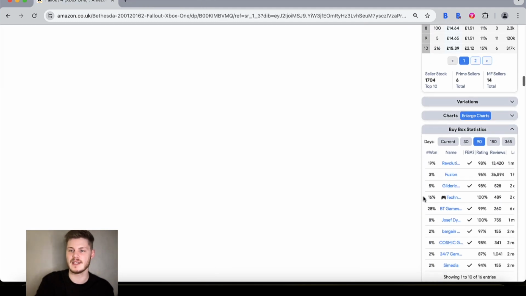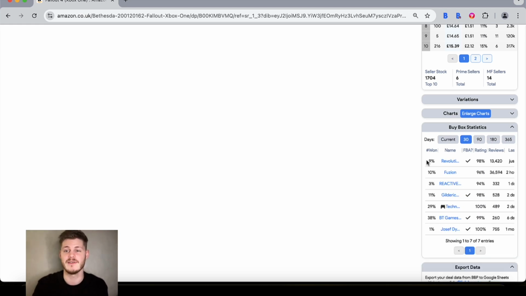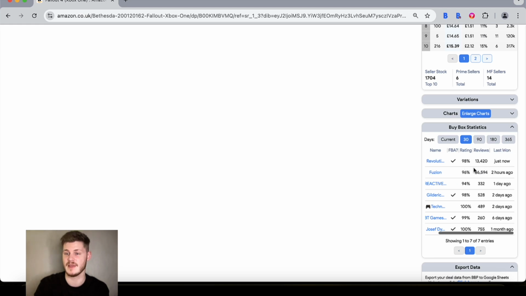Now, if we look at the BuyBox statistics, to trigger this, we just need to select a day range and it will populate this table. This will give us an idea of who's had the most possession over the BuyBox in whatever period of time. So currently, the last 30 days, 90 days, 180 and 365. So we have the possession rate, so how much they've won the BuyBox, who that seller is, if they're FBA or not, the positive feedback rating, the amount of reviews they've had, and the last time that they won the BuyBox.